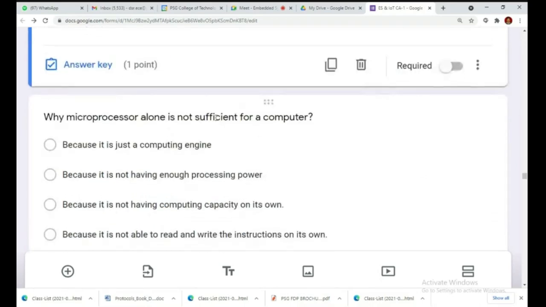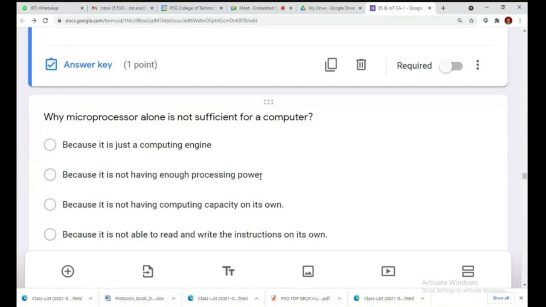Why microprocessor alone is not sufficient for a computer? Because microprocessor is just a computing engine. It can compute, that's all. When you give 2 plus 4, it will add the 2 numbers and give the answer as 6. But the 6 has to be taken to the memory. From the memory, it has to be code converted and then given to the display system for the human being to understand. Hence, there is a need for RAM, ROM, parallel port, serial port, timer, interrupt controller, etc. So why microprocessor alone is not sufficient for a computer? Because it is just a computing engine. That is the right answer.